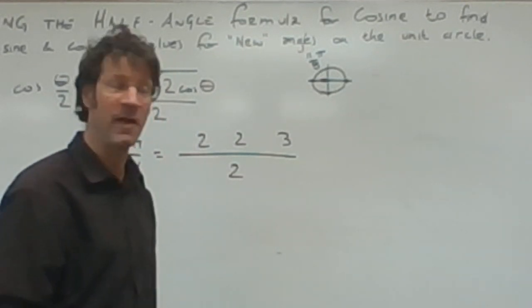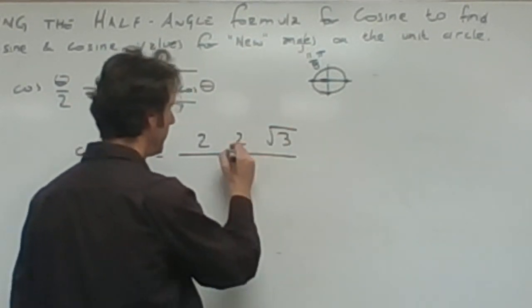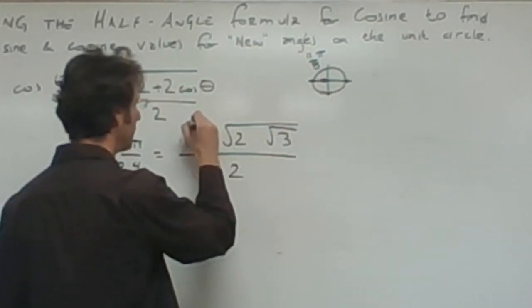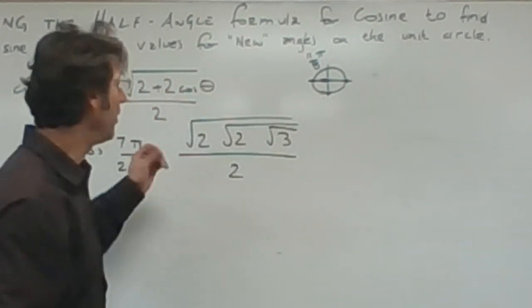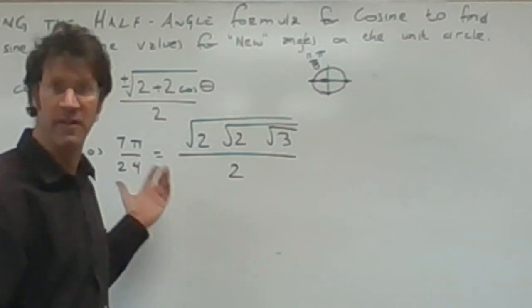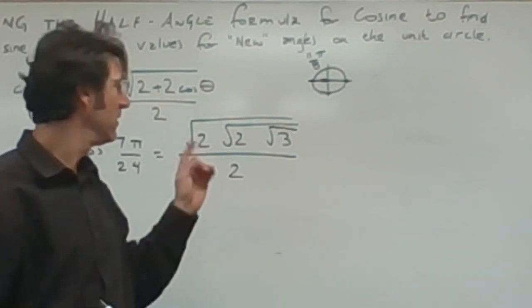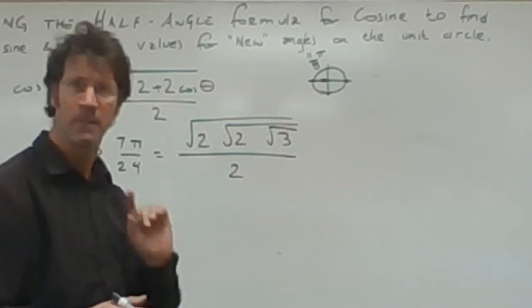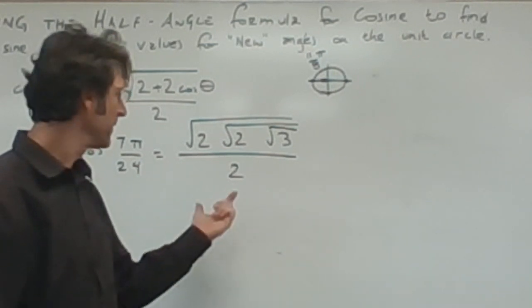And I know that 3 is coming last. So I've got a square root there, and a square root there, and a square root there. This is the structure of the answer. If it's any multiple of pi over 24 and you're finding the cosine or the sine, you're going to have a 2 and a 2 and a 3 in the top, going in that order. 3 will be the last number, and a 2 in the bottom.